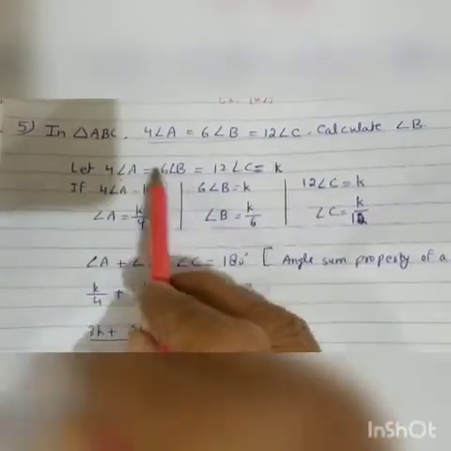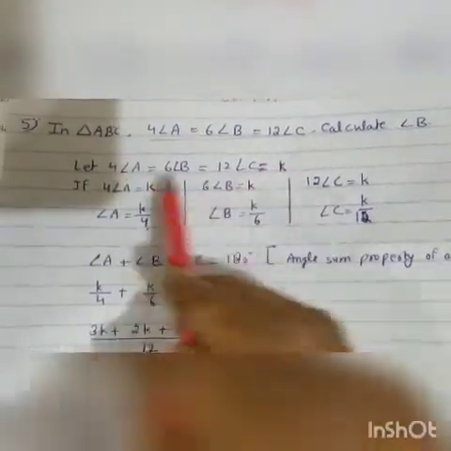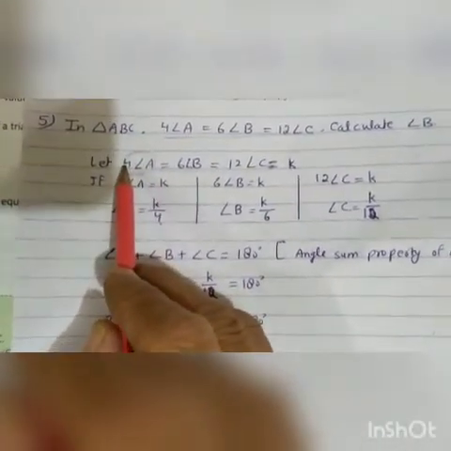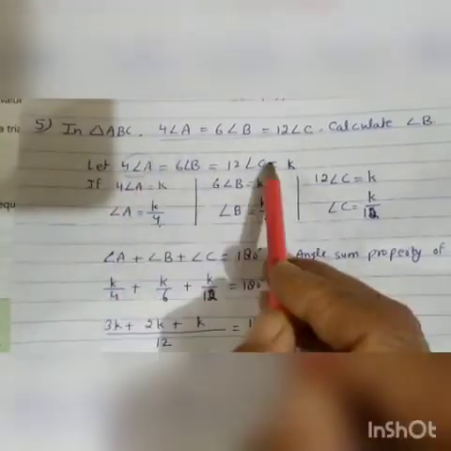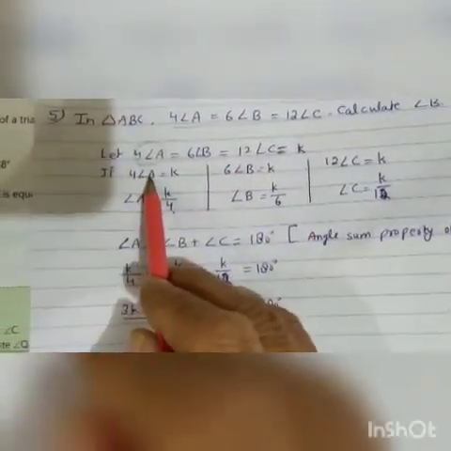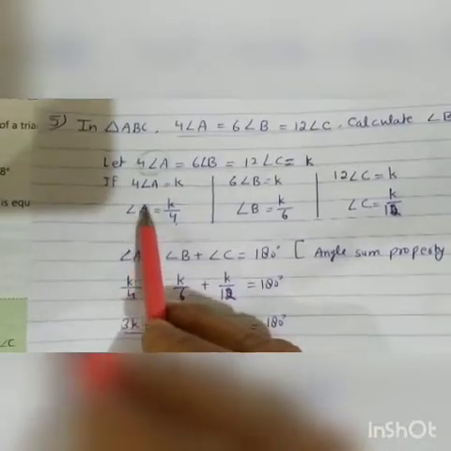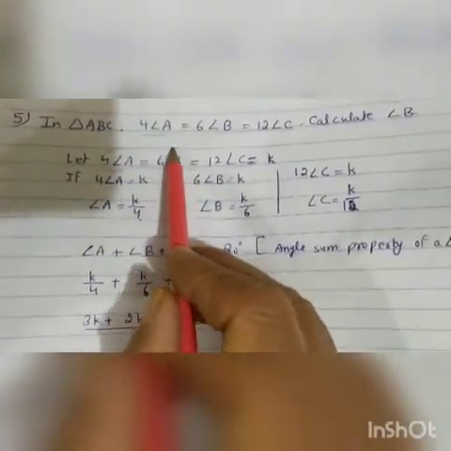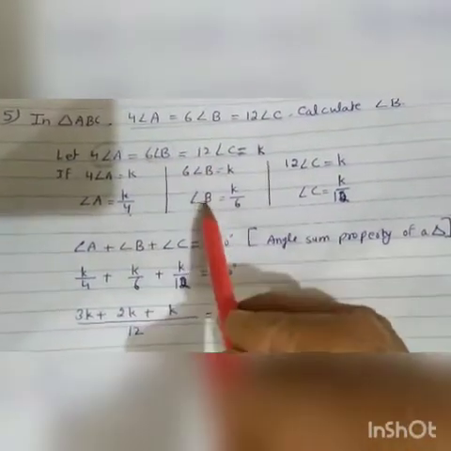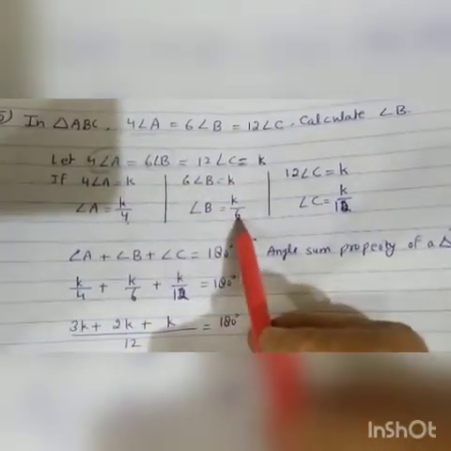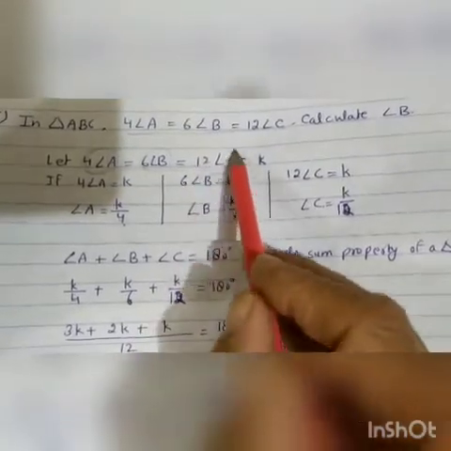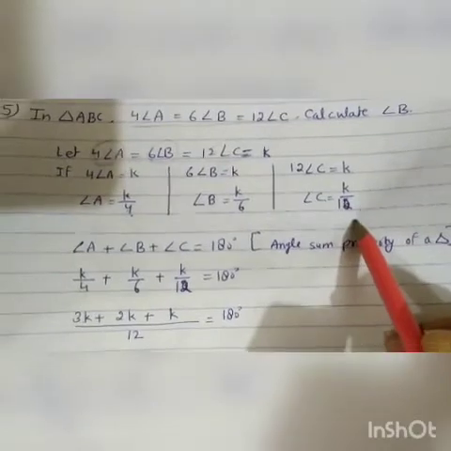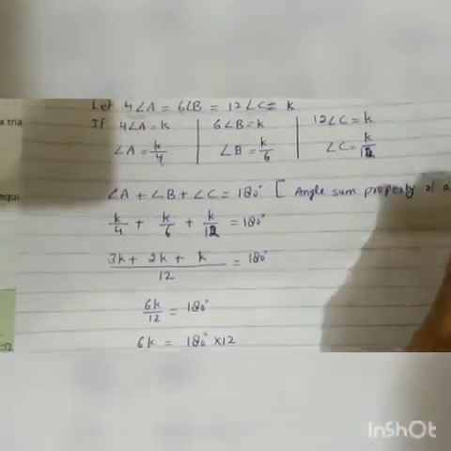Now we will take these 3 values individually. First we take 4 angle A. If 4 angle A is equal K, then angle A is equal K upon 4. In the same way, if 6 angle B is equal K, then angle B is equal K upon 6. In the same way, 12 angle C is equal K, then angle C is equal K upon 12.